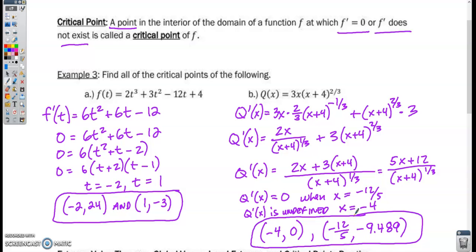All right, that's the end of this video and the end of the lesson for section 5.2. Come back and join me next time for section 5.3, where we will talk about determining intervals on which a function is increasing or decreasing.